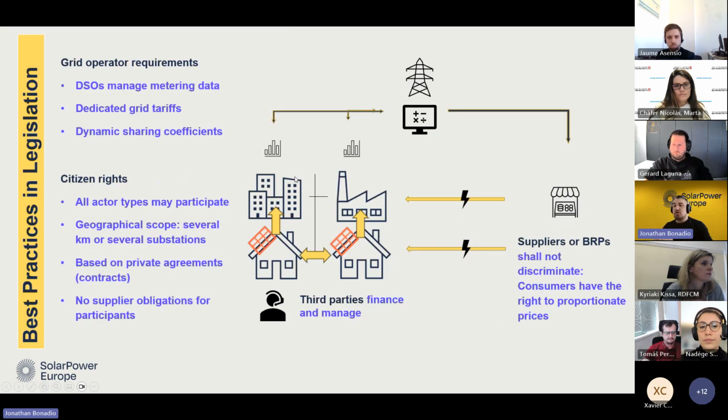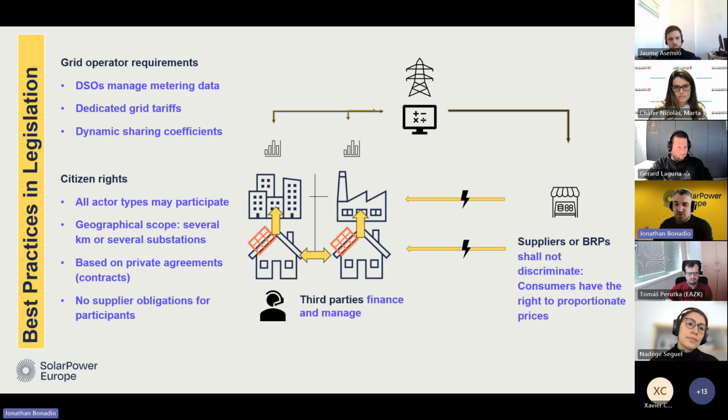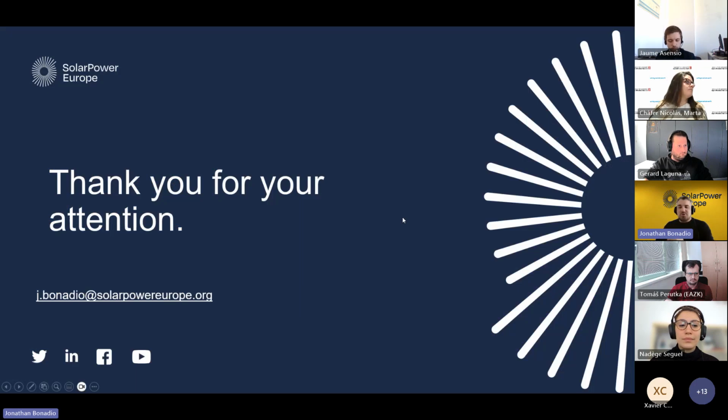And here I don't want to go deeper into the detail of the graph, but as you can see, this is all made possible through the market design, and it potentially makes nearby consumers directly involved in solar PV projects, and this is also a driver for the rollout of solar PV. Without further ado, I will leave the floor to the rest of the participants.